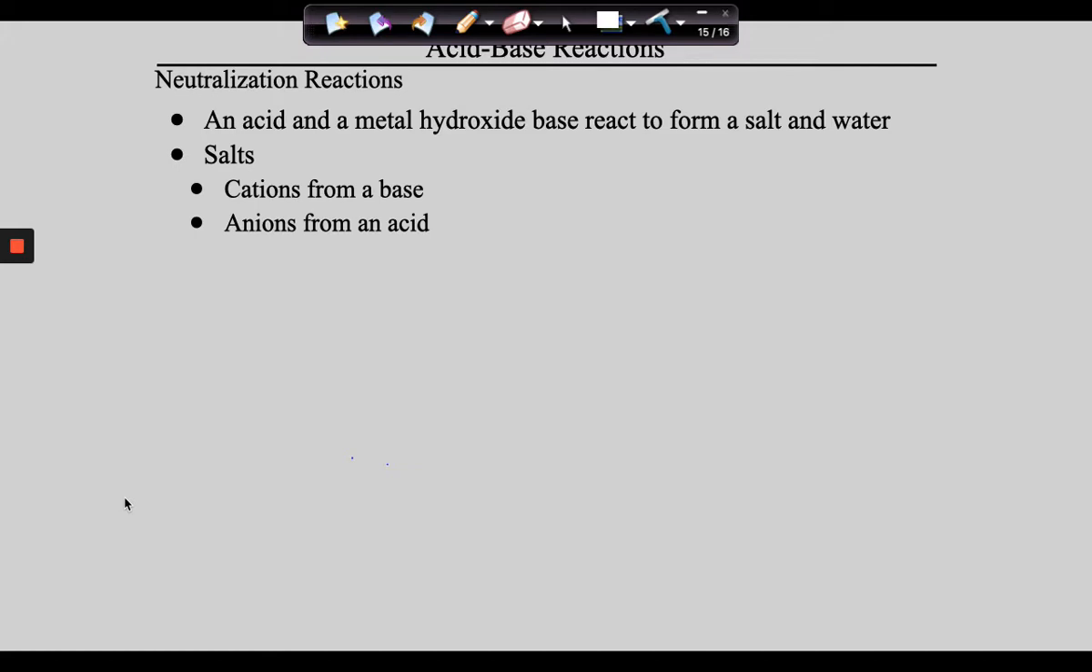But for now, here's what we're going to do. Hydrobromic acid and potassium hydroxide. Predict the products and write the net ionic equation. You have 3 minutes. Predict the products, write the net ionic equation.